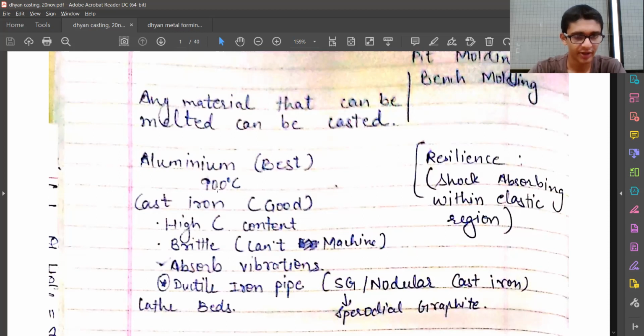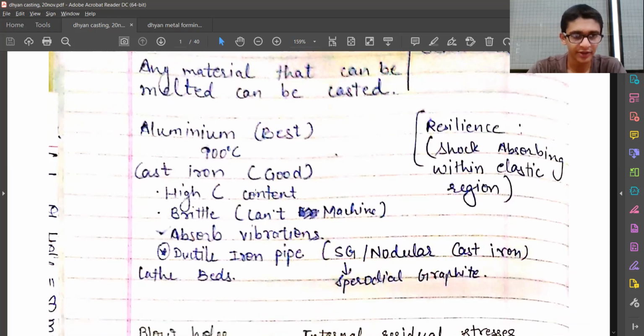Aluminium's melting point is around 900 degrees Celsius, so it is much easier to melt and cast. It is one of the best materials. Actually, it is the best material. Things like engine blocks are made from aluminum or aluminum alloy casting, while cast iron is another good material which has high carbon content.